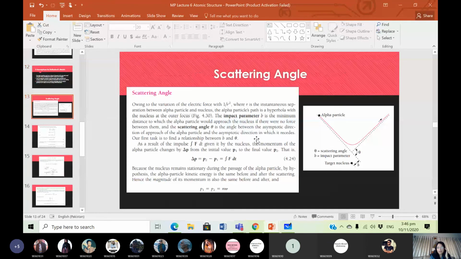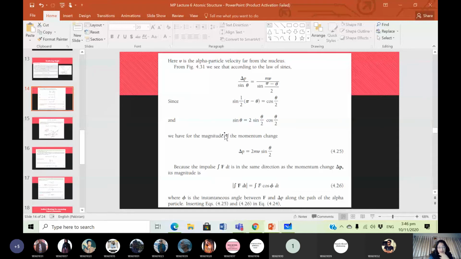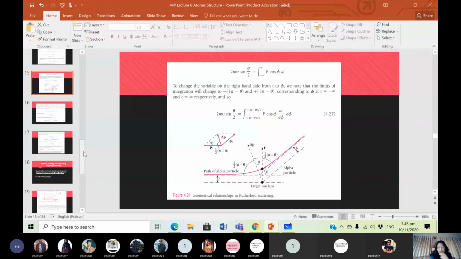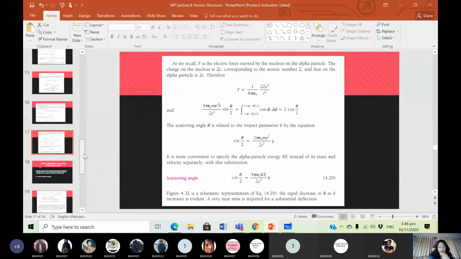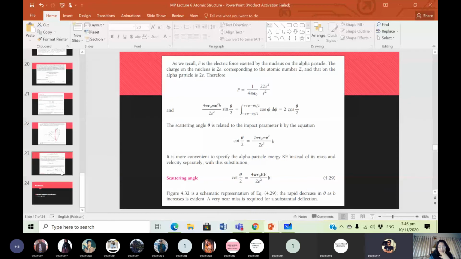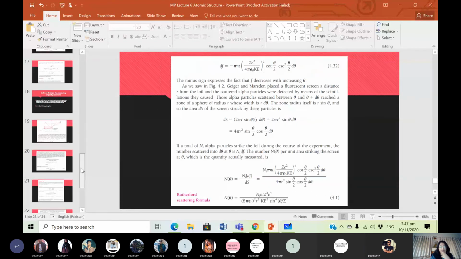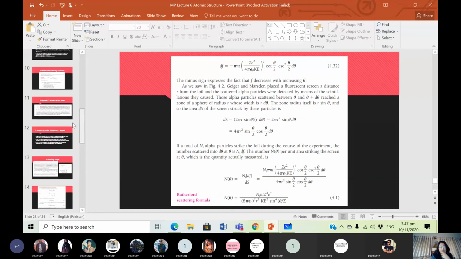Now the derivation is quite long, and I don't know if I should start the derivation right now. We have about 4 minutes left, but it's quite long, so I don't know what all of you want. Should we start it off? No? Okay, from slide number 13 to slide number 23 it's a very long derivation, so we will do this tomorrow.